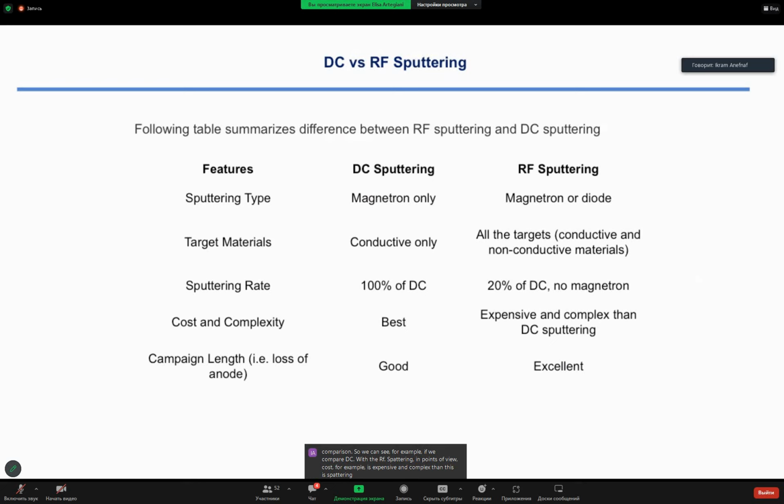And for sputter rate, we have 100% for DC sputtering, and RF sputtering, for example, 20% of DC and no magnetron. Maybe you will understand more about RF sputtering with the next speaker, who can explain more about that. That's it. If you have any questions, you are welcome. And thank you for your attention.